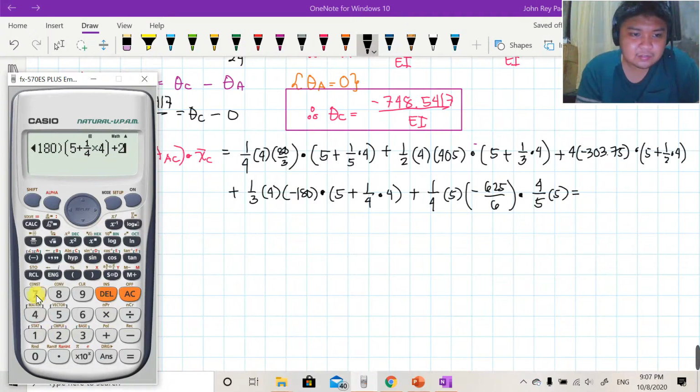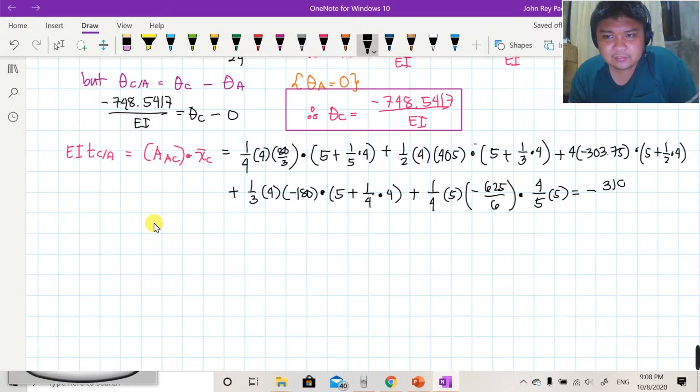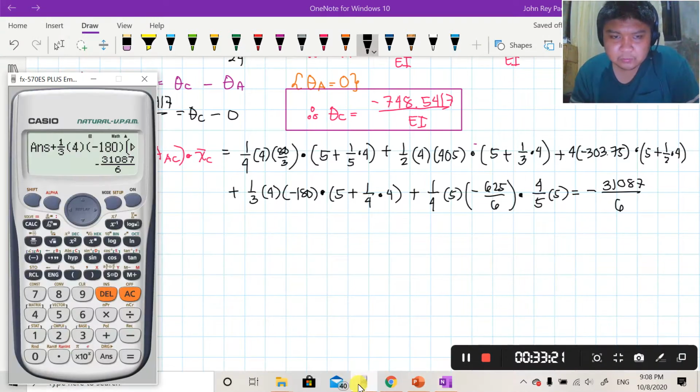And lastly, 1/4 ng 5, negative 625/6. Then 4/5 ng 5, I'm so sorry. So, ang sagot natin ay negative 31,087 all over 6. Check mo.